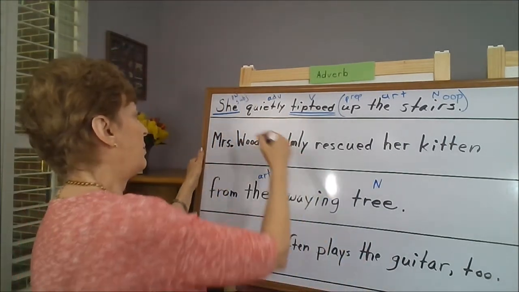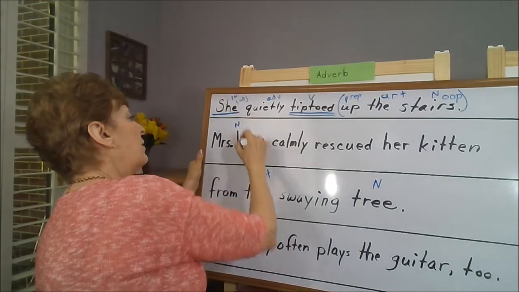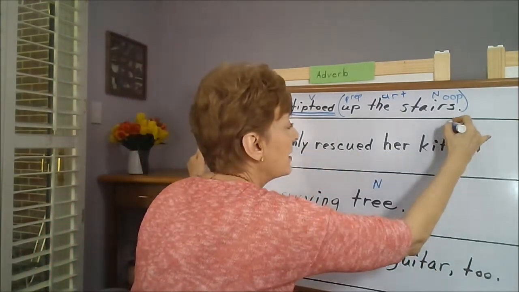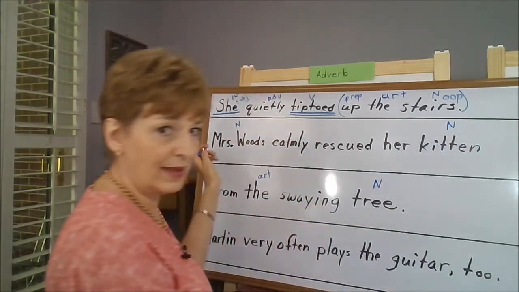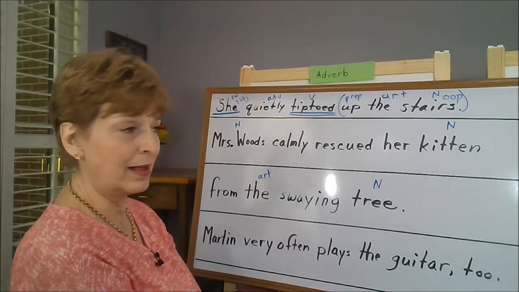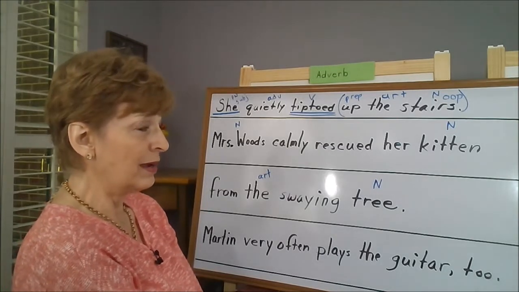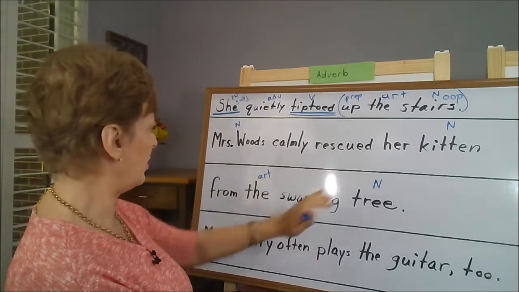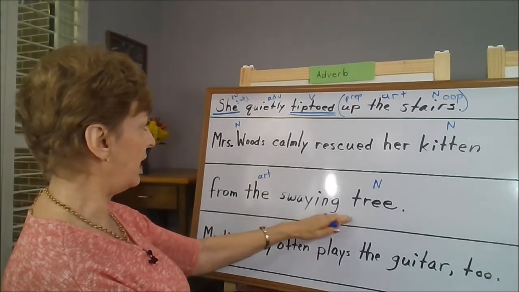Mrs. Woods is a person, so that's a noun. Calmly rescued her kitten, that's a thing. I don't know if you'd call a kitten a thing. Maybe it's just a pet, like it's part of the family. Okay, it's a person. Mrs. Woods calmly rescued her kitten from the swaying tree.